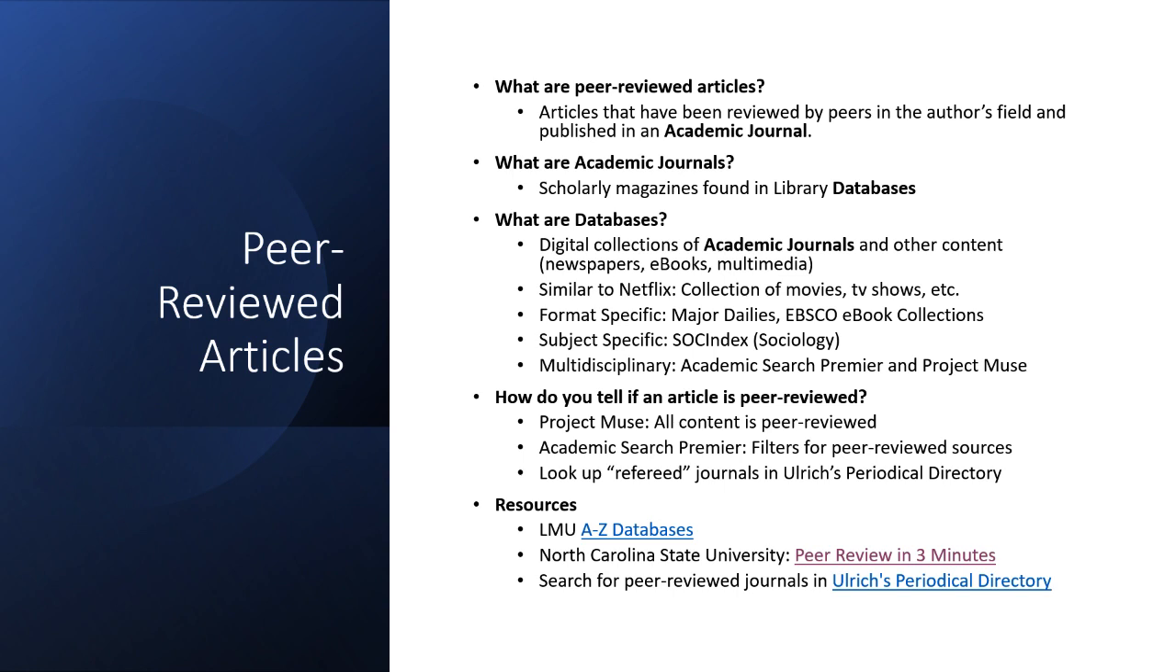Peer-reviewed articles are articles that have been reviewed by peers in the author's field and published in an academic journal. Academic journals are basically scholarly magazines, and they are found in library databases. Databases are digital collections of academic journals and other content such as newspapers, ebooks, and multimedia.